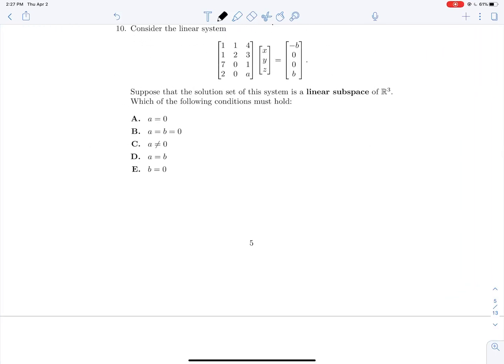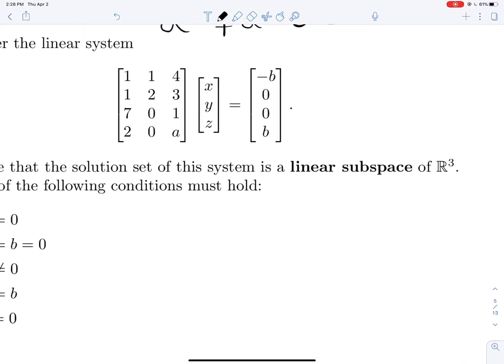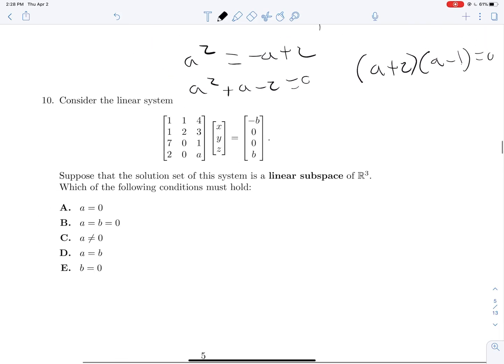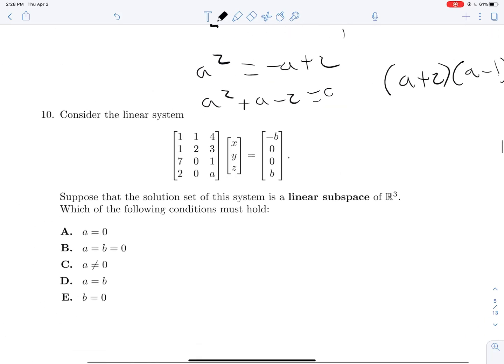10. Consider this linear system. Which of the following... Oh, that's not what it says at all. Suppose that the solution set of this system is a linear subspace of R3. Which of the following conditions must hold? So this is actually a much simpler question than it would look like, and you try not to get distracted by the vector that someone thought was a little funny to put there.